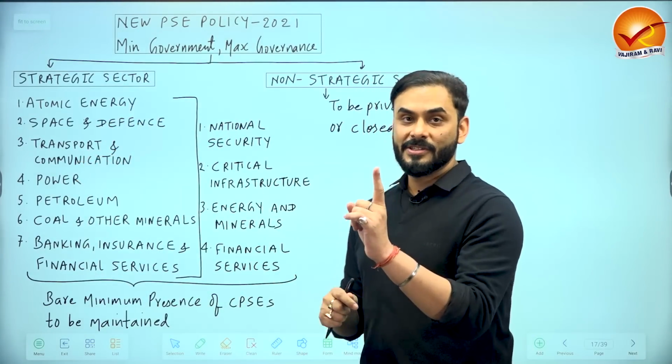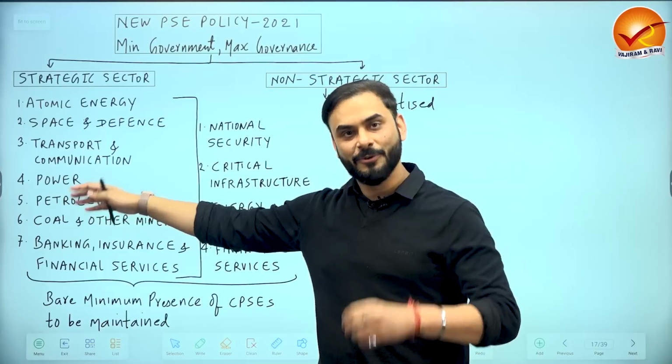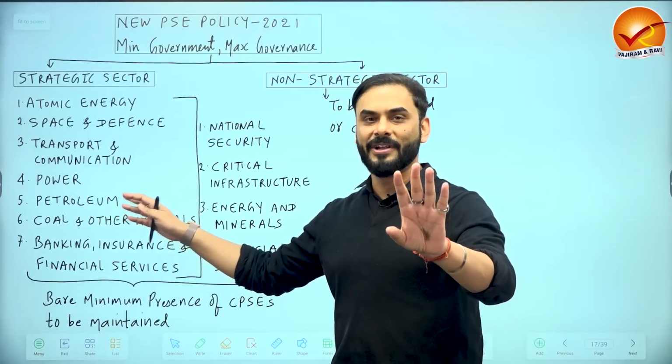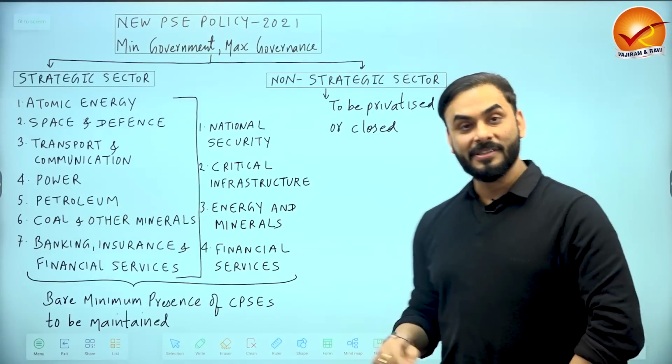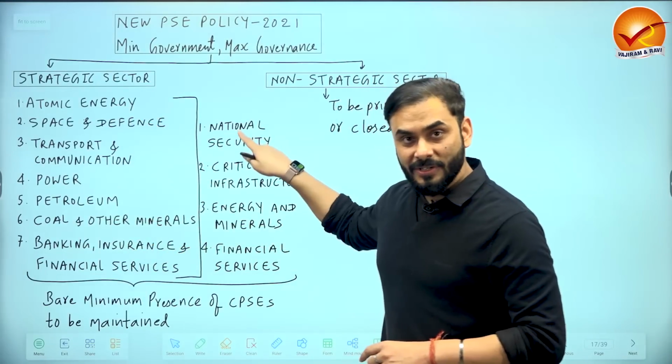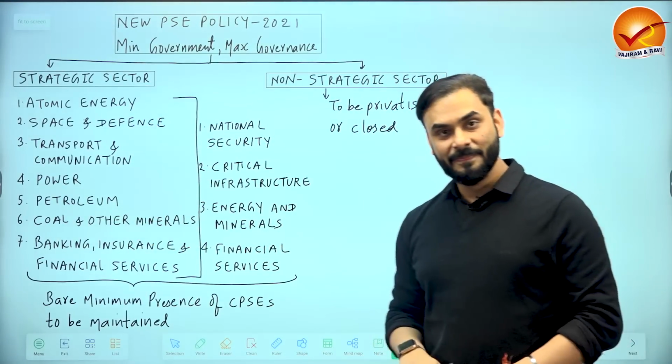Government of India says that other than these, whatever sectors are left related to industries are called non-strategic. Example, textiles. Textile you won't see in this list. So textile would be a part of this one, right?